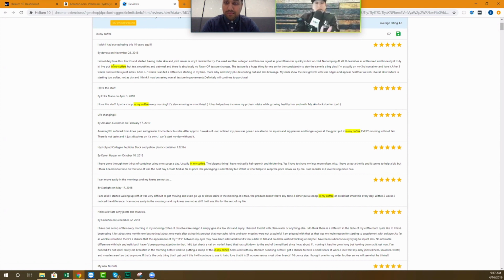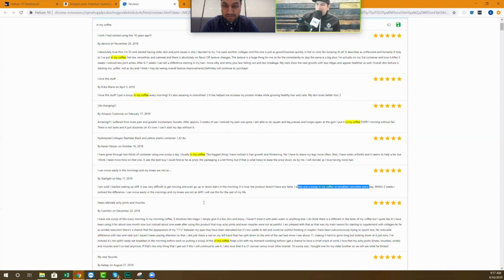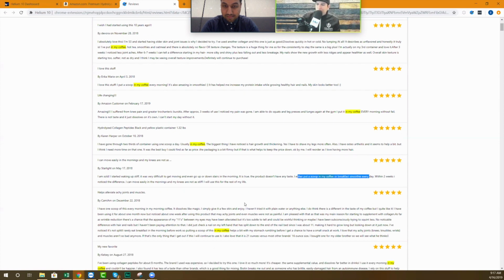So now within 1 minute, watch what happens. I'm going to just skim this and figure something out here. I've put this in my coffee. I put a scoop in my coffee every morning. Usually in my coffee, 1 scoop a day. I'm putting a scoop of this in my coffee.